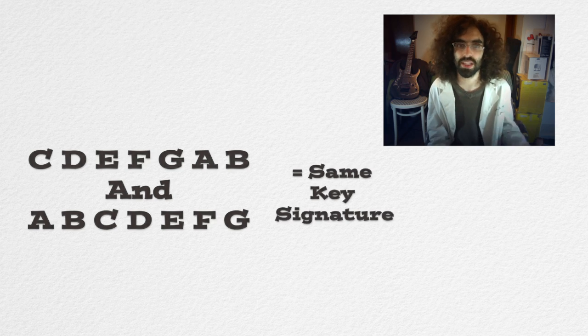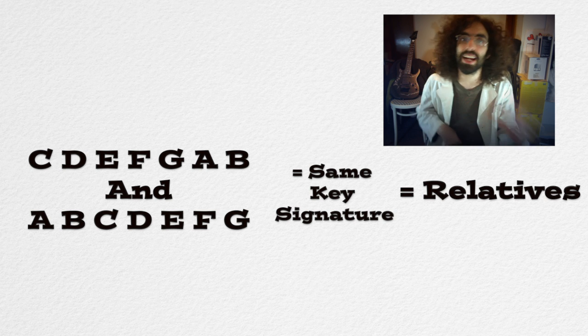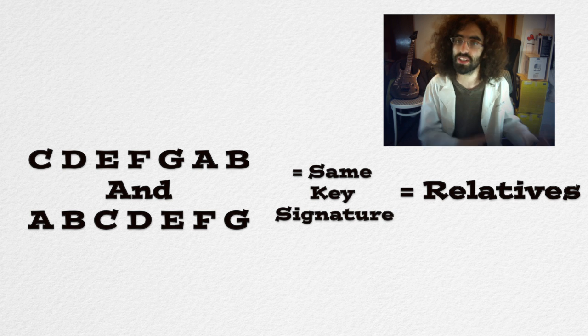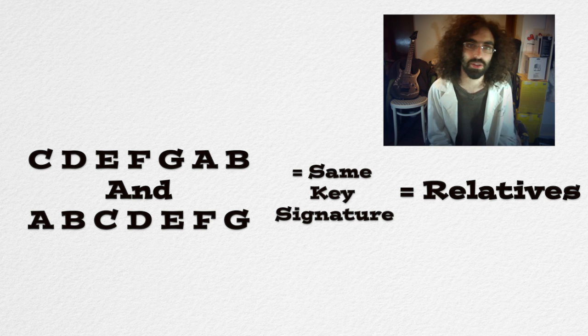Since both C major and A minor have the same key signature, they are related. They just act differently. They resolve to different notes and they have a different mood, but they have the same key signature, which is no sharps or flats.